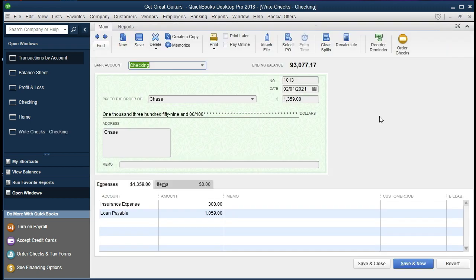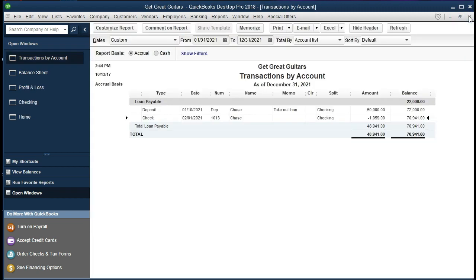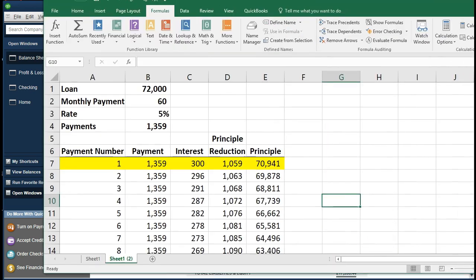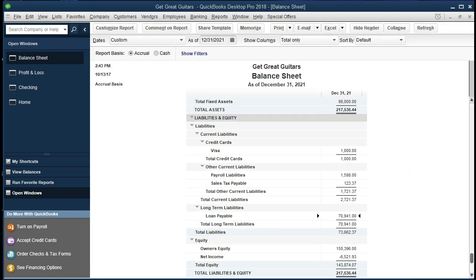If we double click on this, there is our data. And if we close out of this, then we could check this by saying that amount should match the amount on our loan table here. So that's how we want to take a look at that.